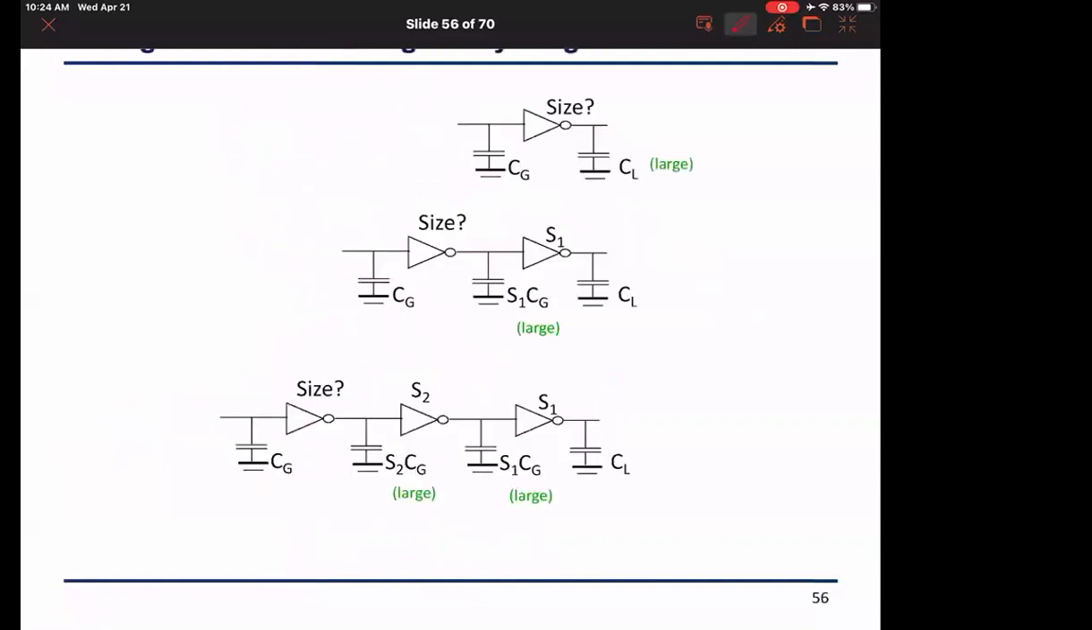Now the big question becomes: I am given that the delay is TP equal TP0 into 1 plus F over gamma, for any stage. Now, the problem that I am facing here is that I have a certain module or block that can really interface a small capacitance.